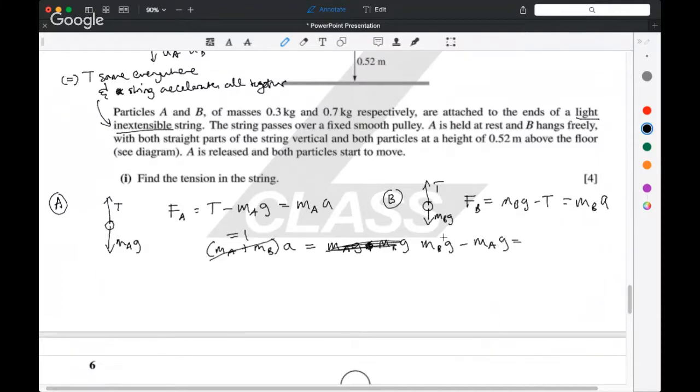And this is going to be equal to 7 minus 3, which is minus 4. Oh goodness, which is plus 4. So a is equal to 4 meters per second squared. And so the whole thing is being accelerated like that. Now we can just plug that into this equation to find T. So T is equal to 0.3 times 4 plus 3, which is 4.2 newtons.